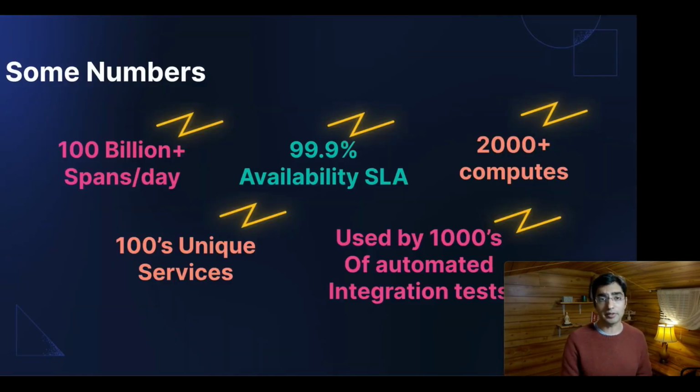Let's look at some numbers. We are currently processing 100 plus billion spans every day while maintaining 99.9% availability SLA. We have thousands of computes across hundreds of unique services. Tracer is used by hundreds of automated synthetic tests in the whole ecosystem. I'll hand over to Sudeep now to take us through the rest of the talk.